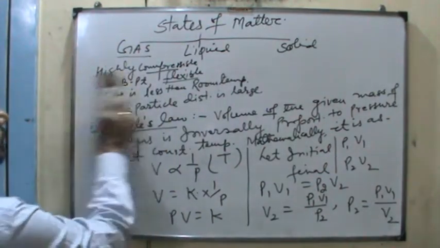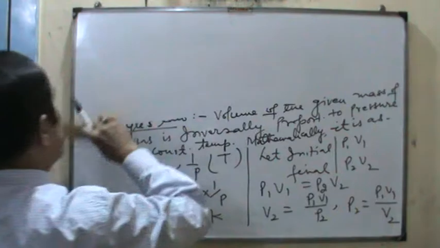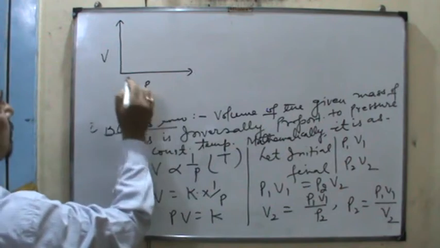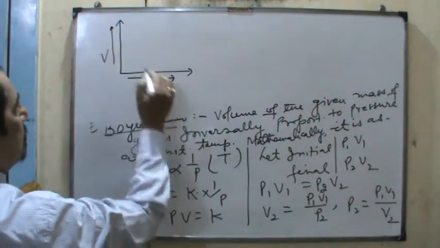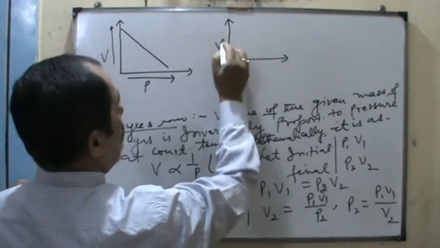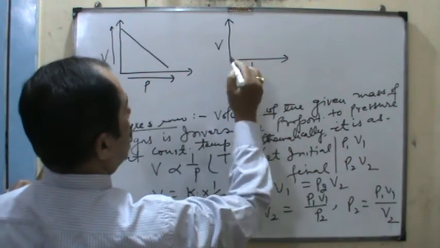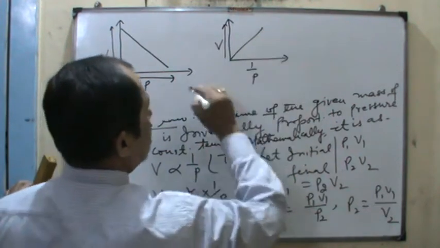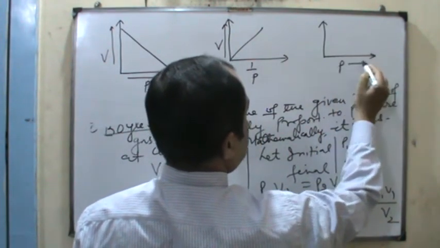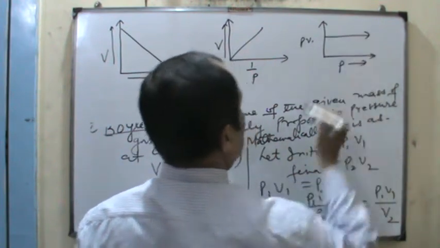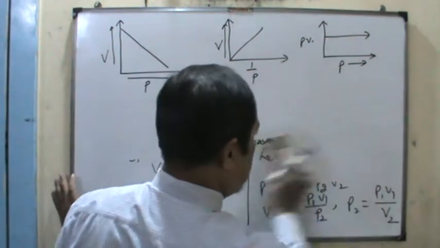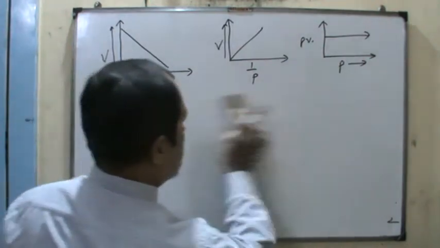So that is how you have Boyle's law. Graphically, this law is expressed as follows: the first graph I can plot here is volume versus pressure. This is the volume and this is the pressure. Volume is inversely proportional to pressure, so the graph is like this, and PV remains constant. According to this, more the volume, lesser the pressure, and vice versa.